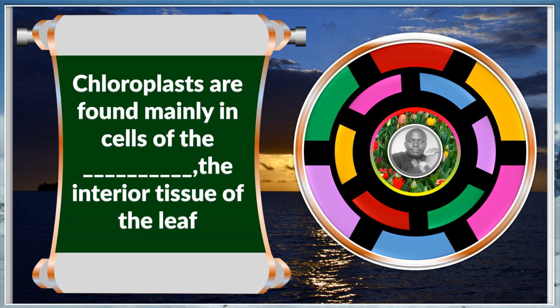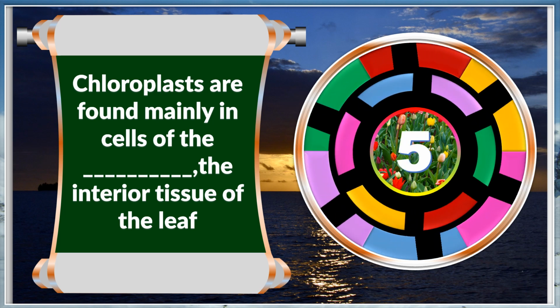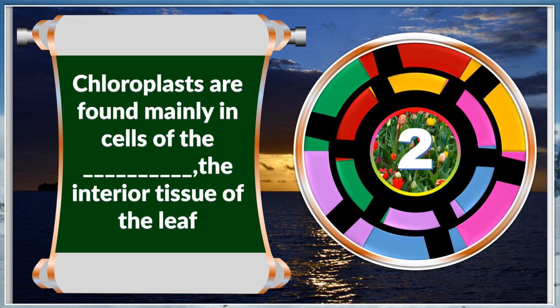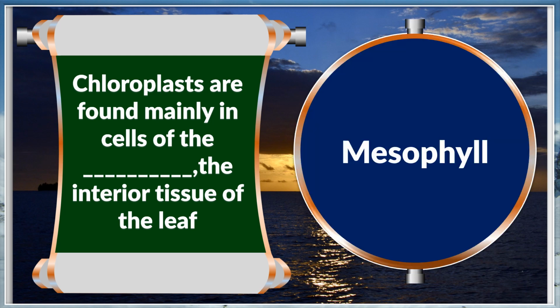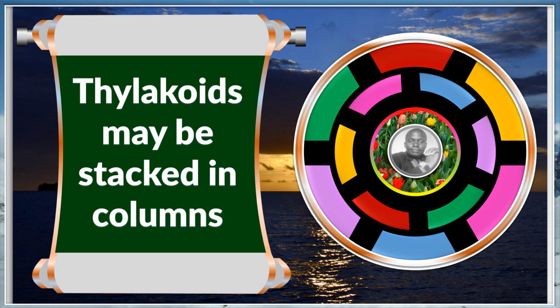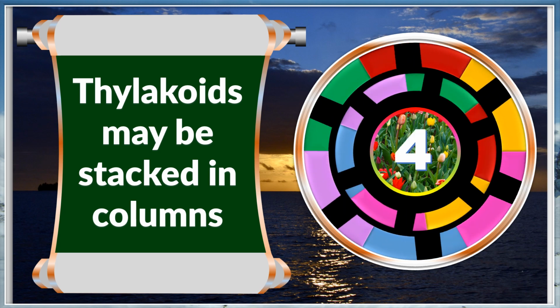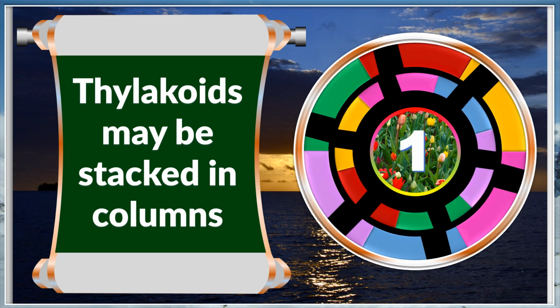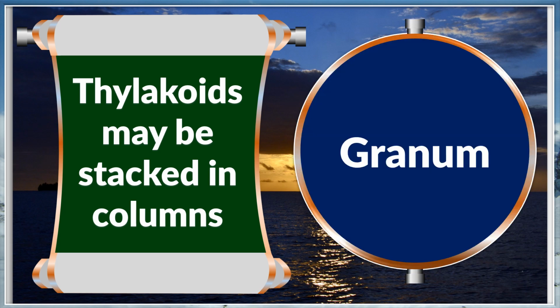Chloroplasts are found mainly in cells of the dash, the interior tissue of the leaf. Mesophyll. Thylakoids may be stacked in columns. Granum.